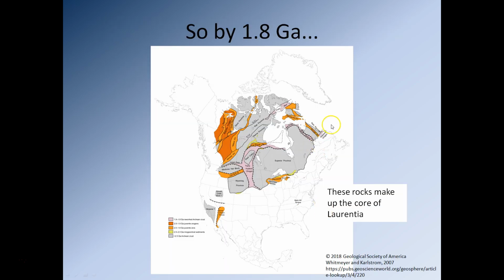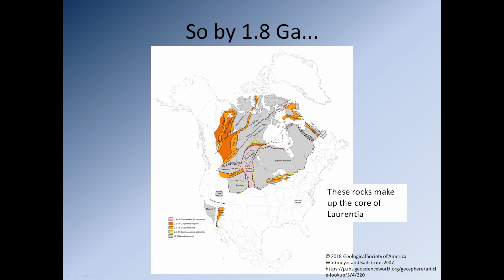So by 1.8 billion years ago, what's happened? Well, obviously we've had the Slave province make contact with the Rae province over here. That's the Thelon orogeny. We've also had the Wopmay province, the Hearn province, and the Superior province come and make contact with each other, resulting in this pink area here. That's the Trans-Hudson orogeny. So that's a huge area of mountains.